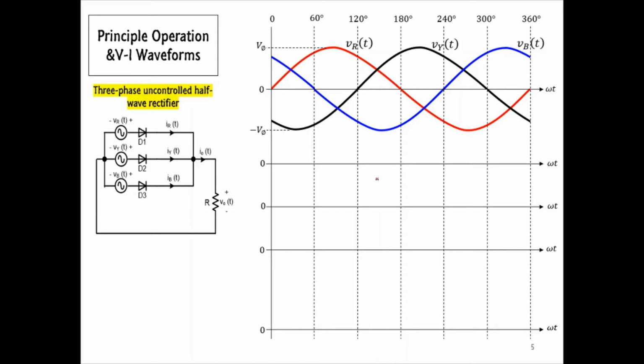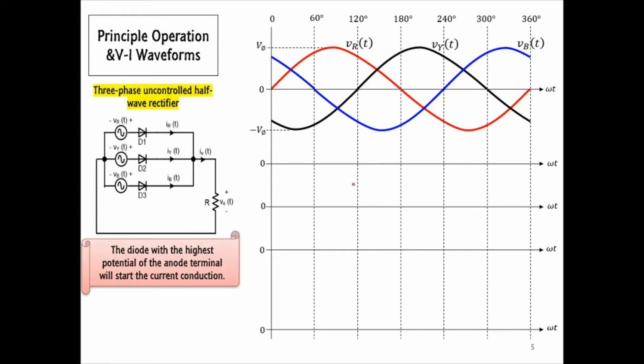To know the switching sequence of these diodes, we will refer to the potential value of the anode terminal of these diodes. For your information, the potential value of the anode terminals is directly proportional to the amplitude value of the phase voltages. Typically, the diode with the highest potential of the anode terminal will start the current conduction.